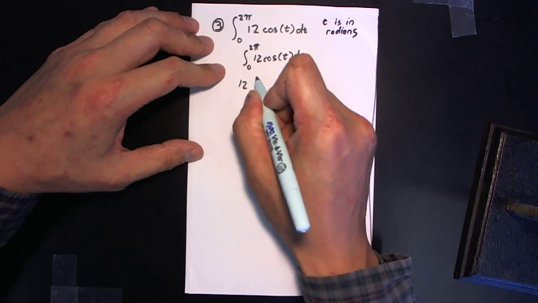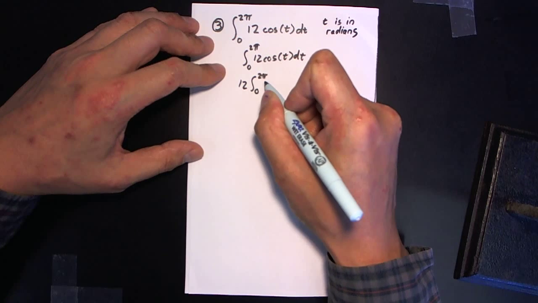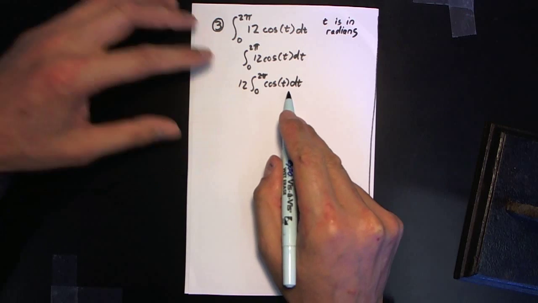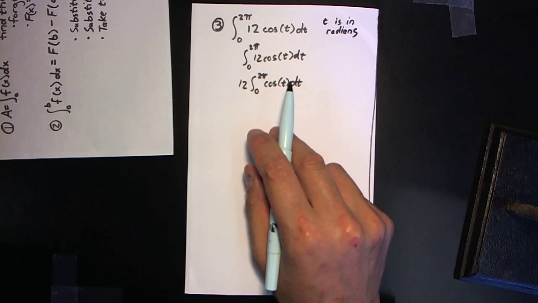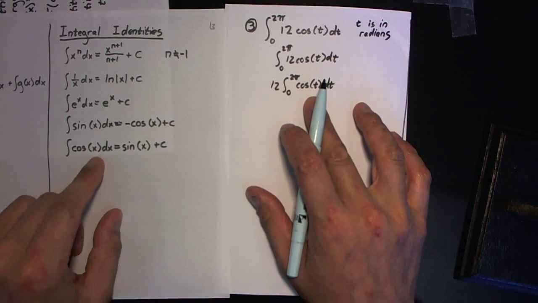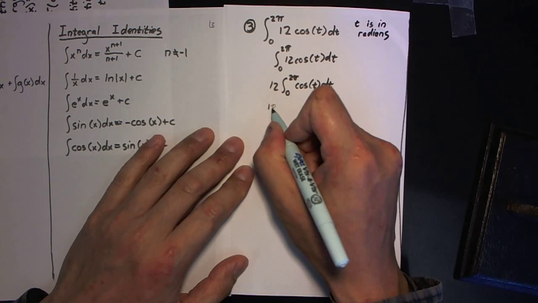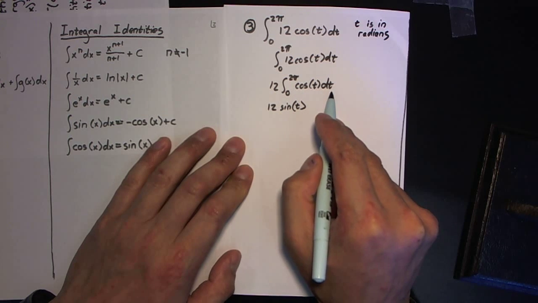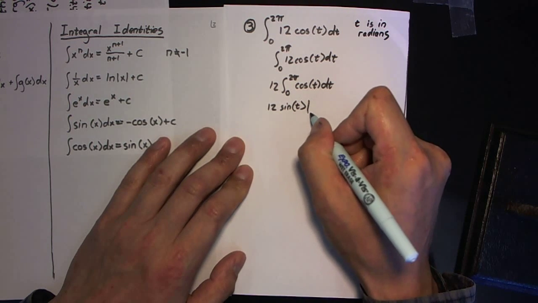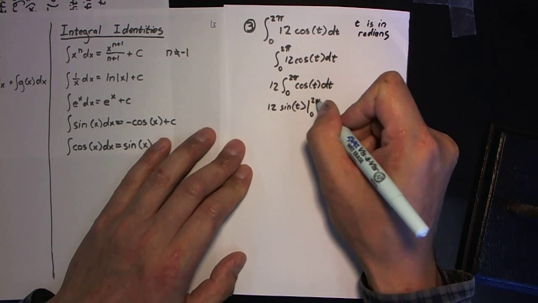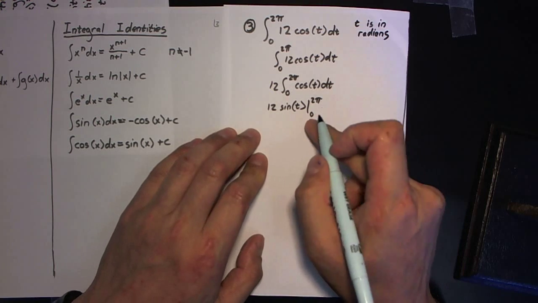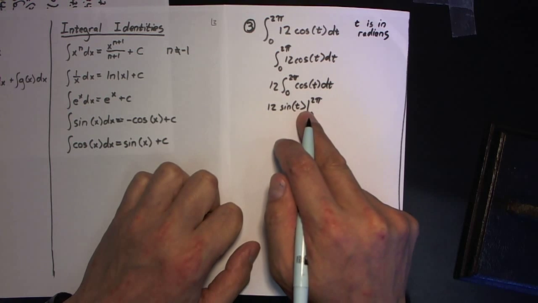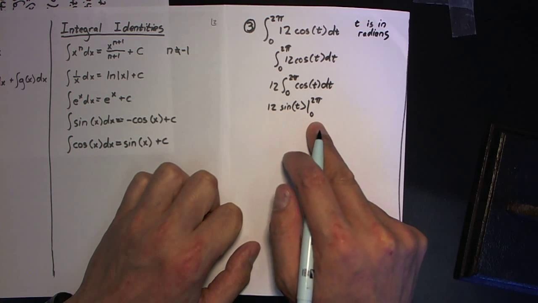12 comes out. Integral of cosine, according to our list of identities, is positive sine. And once we've gotten rid of the integral symbol and the dt, then we can just switch to that vertical line notation. I have no idea what you actually call it, but you switch to this notation now that the integration symbol is gone. Then we evaluate this function at 2 pi, and then we evaluate it again at 0.